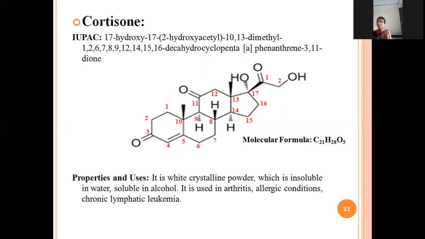Next, let's discuss cortisone. This is the structure and this is the IUPAC name of cortisone. The IUPAC name is 17 hydroxy, 17 2-hydroxyacetyl, 10,13 dimethyl, 1,2,6,7,8,9,12,14,15 and 16 decahydrocyclopentaphenanthrene 3,11 diol. I will repeat it again.